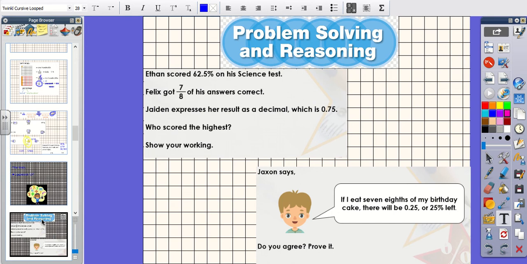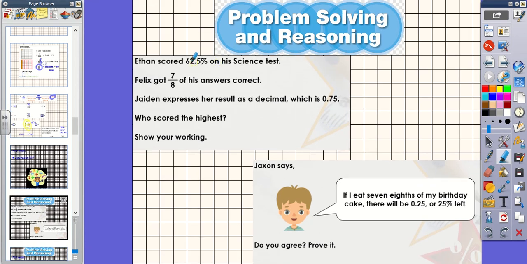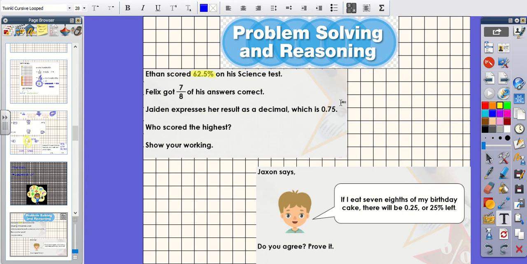So problem solving and reasoning today then, we have got Ethan scored 62.5% on his science test. Felix got 7/8 of his answers correct. Jaden expresses her result as a decimal, which is 0.75. Who scored the highest? Show your working. So I think it's easier to work in percentages. So I'm going to keep that percentage there. I'm not going to do anything to that one. I'm going to move on to this one first because I think this one's a little bit easier.